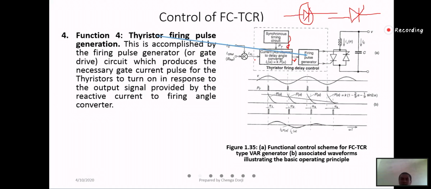This reactive current is given to the firing pulse generator. Then another function is this one, the compensation of fundamental inductive current. Then the fourth and last function you have is generation of firing pulses. Okay, so thyristor firing pulses, and the main function of that firing pulse is to ignite the gate circuit, the gate terminal of the thyristor, to start.